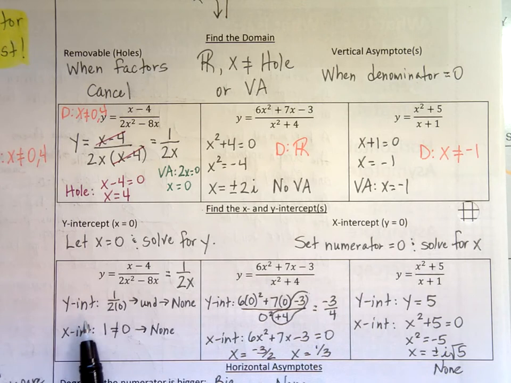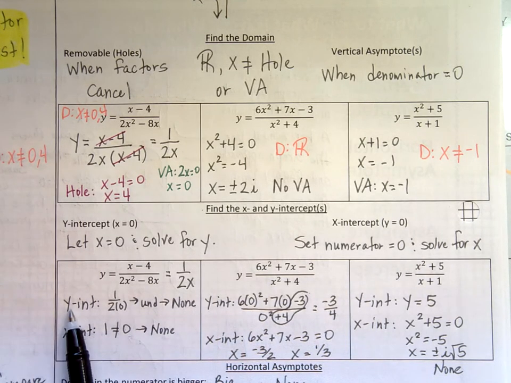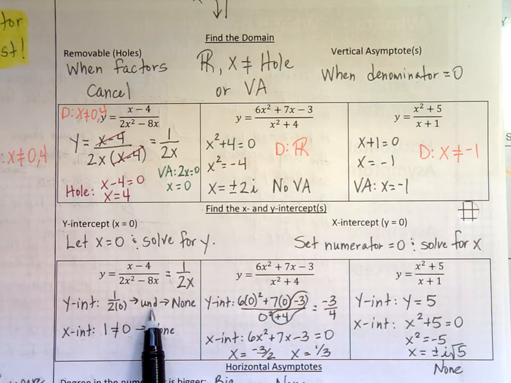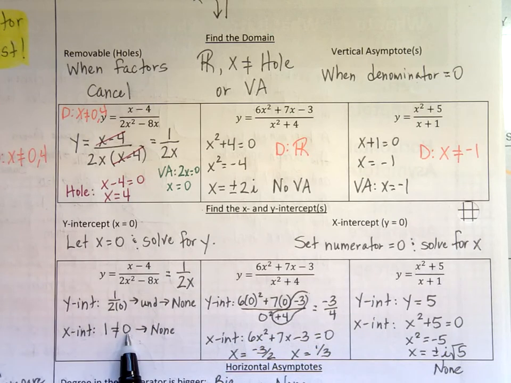All right, I'm taking the simplified version, the 1 over 2x. I want to find the y-intercept. I let x equal 0. Put a 0 in. 1 over 0 is undefined, which means there's none. If I take the x-intercept, I take the numerator and set it equal to 0. Well, can 1 ever be 0? Nope, can't be, so there's none.